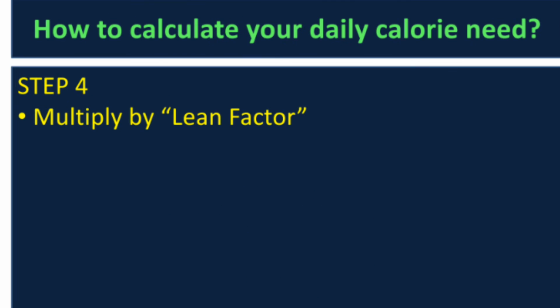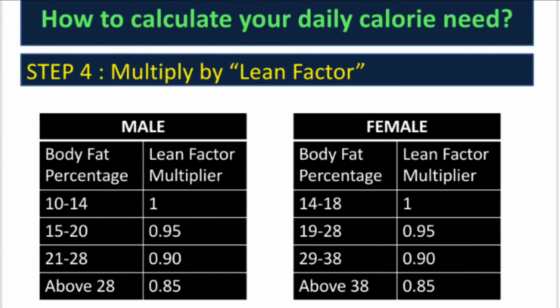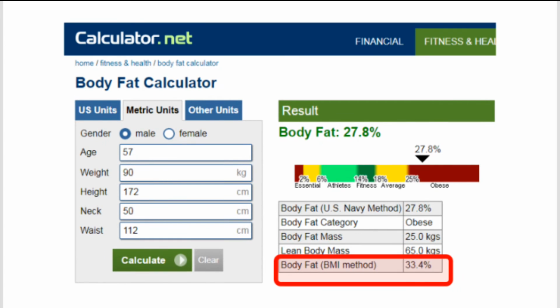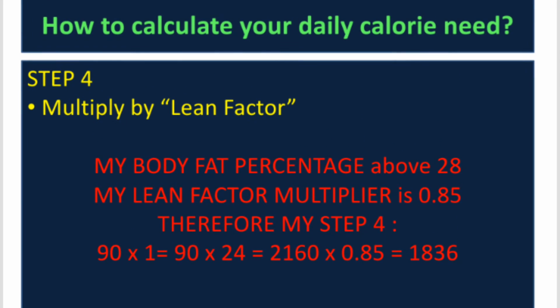In step 4, you need to multiply the figure after step 3 by your lean factor. Lean factor is the multiplier you get after knowing your body fat percentage. You can calculate it from body fat calculator available on internet. You may also get it measured with a special machine which may be available with your physician or a hospital nearby. My body fat percentage is about 28. So my lean factor multiplier is 0.85.